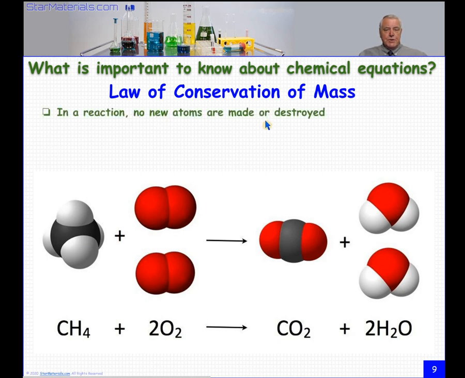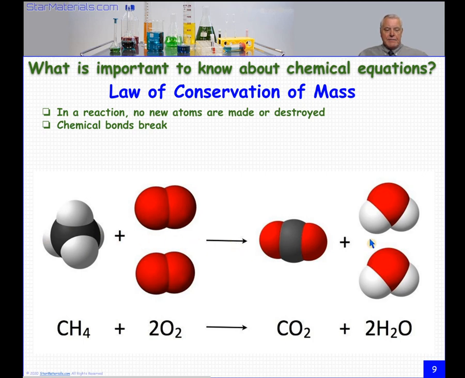In a reaction, no new atoms are made or destroyed. Let's count the number of C's we have. We have, remember, 1 here, there it is. 1 here, there it is. So the black ones, the carbon, balance out. Let's do the hydrogen. Remember, if there's no coefficient, it's 1. So 1 times 4 is 4. 1, 2, 3, 4. There they are.